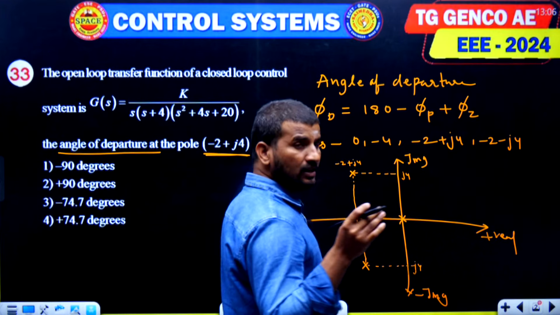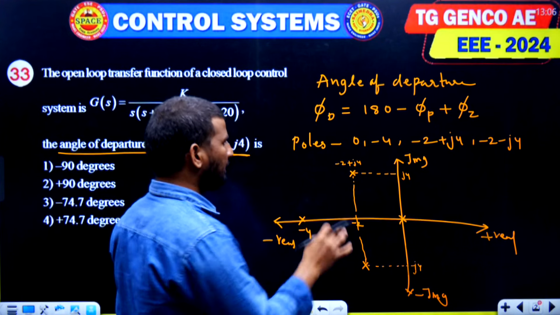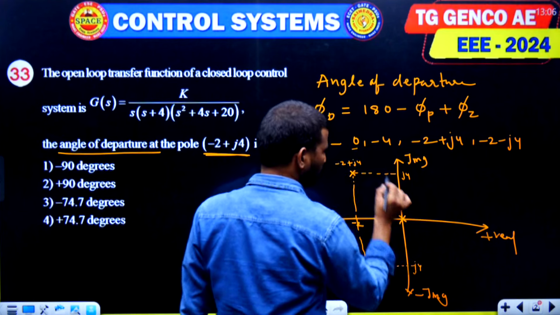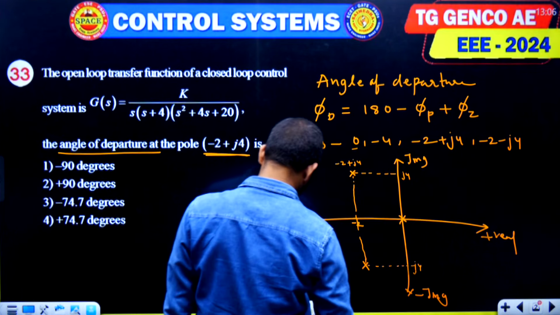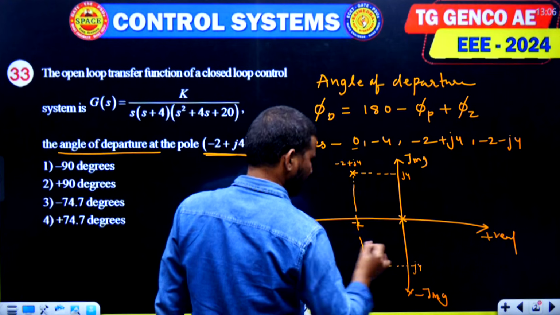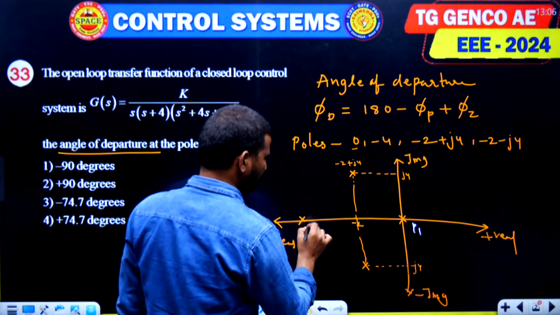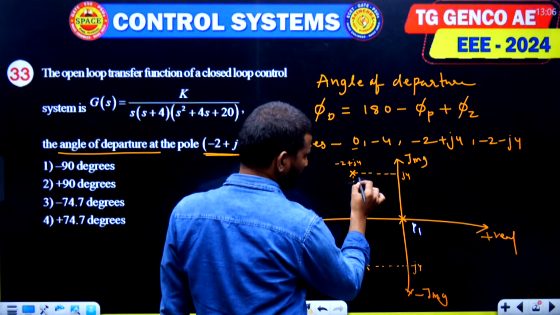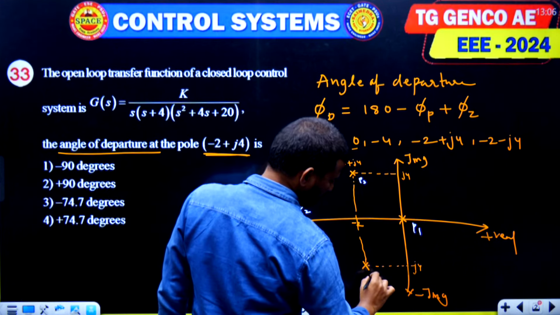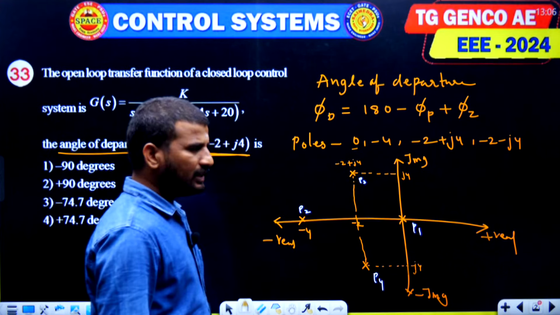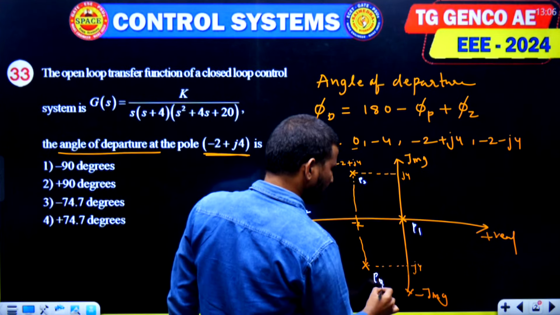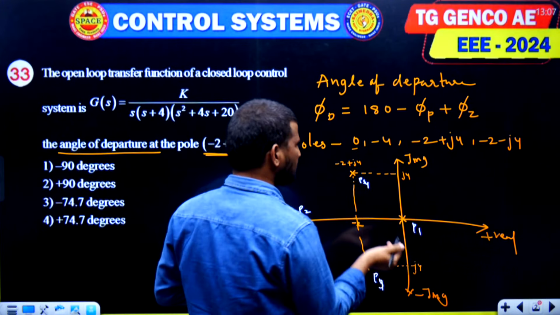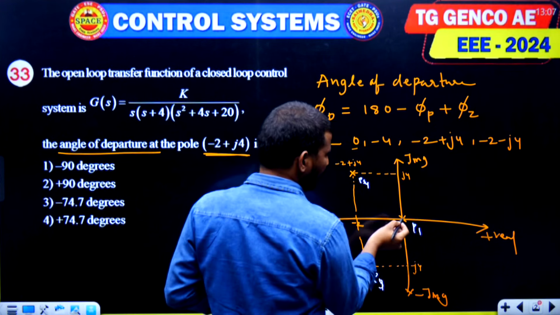So our angle of departure is at what pole? -2+j4. If I consider the 0 as the first pole, I am going to consider this one as the first pole, this one as the second pole, and this one as the third one. This is going to be the fourth pole, right? So now our focus is to find the angle of departure at -2+j4.